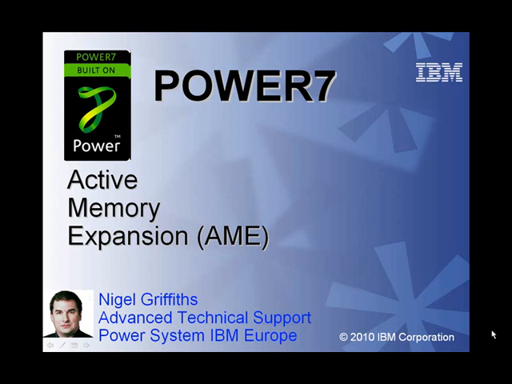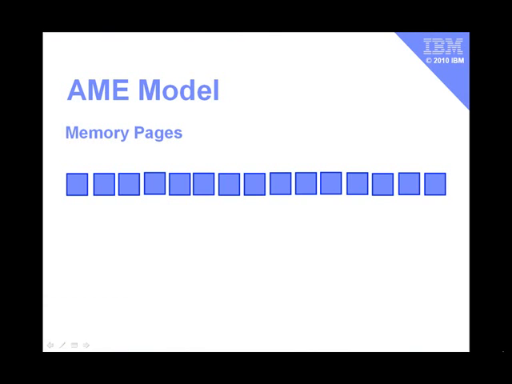In this Power 7 movie, we're going to be looking at active memory expansion. So how does AME basically work, so we get an understanding of what's going on? Well, here in my model we have a lot of memory pages sitting in memory. Of course, when the CPU comes along to access memory pages, a cache line is put into the processor, it makes changes, and eventually it's flushed back out to memory.